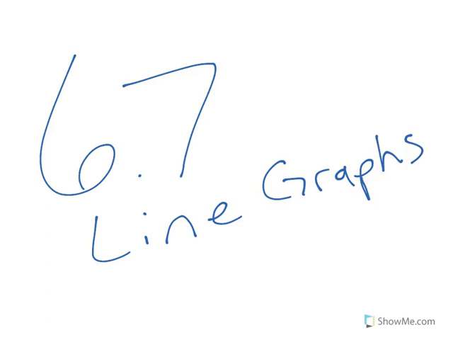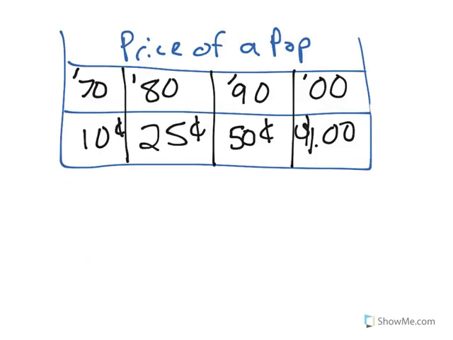Today's lesson is Chapter 6, Lesson 7, about line graphs. Now, line graphs are really useful when it comes to showing how things change over time. So here's an example of how information changes over time, and we're going to put that into a line graph.